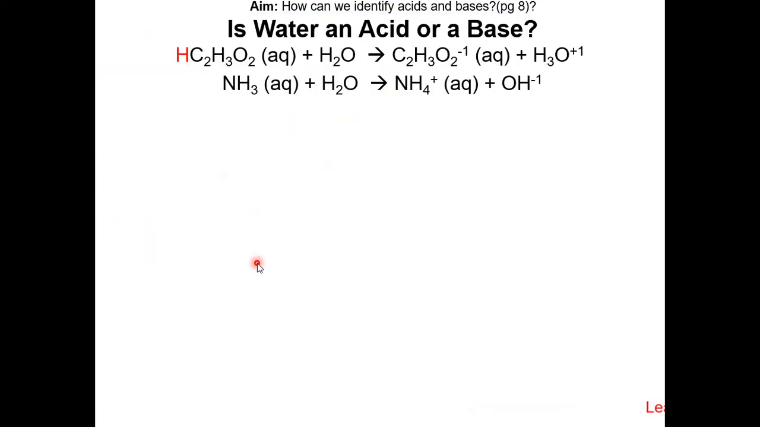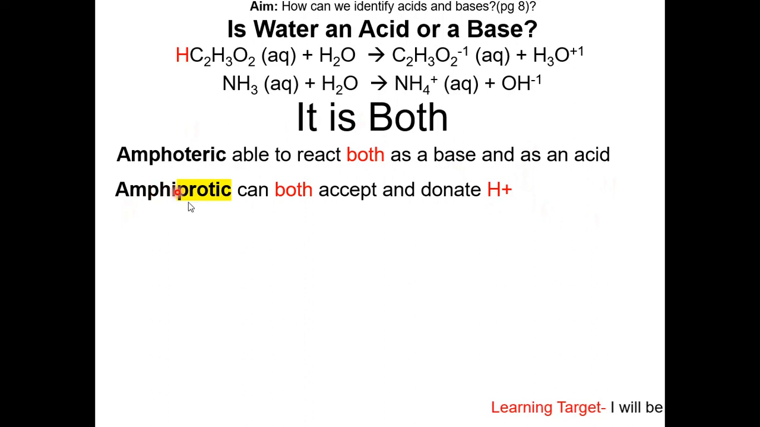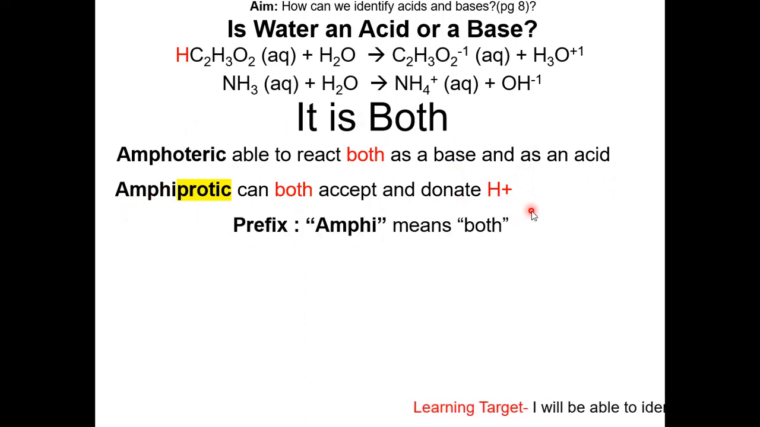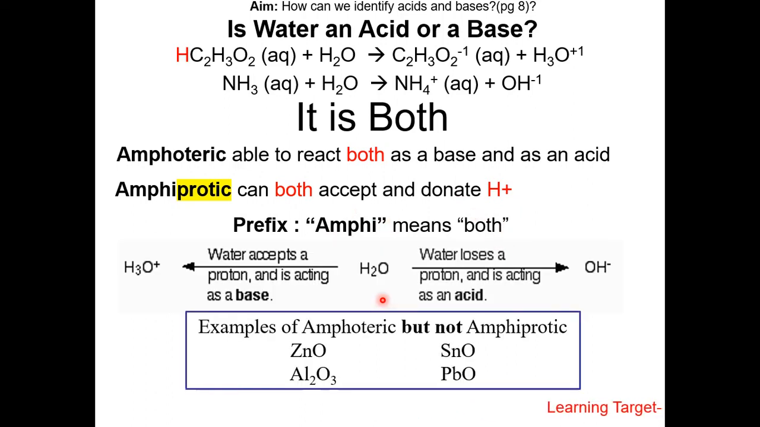So water can behave both as an acid and a base. This is known as amphoteric, which means it can react as both an acid and as a base. Amphiprotic means it can both accept and donate H plus ions. So amphi means both. So water can be amphoteric and amphiprotic. There are substances that are amphoteric but not amphiprotic because there's no hydrogen.